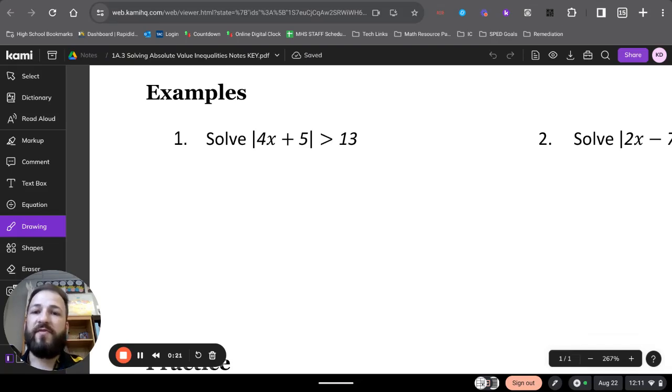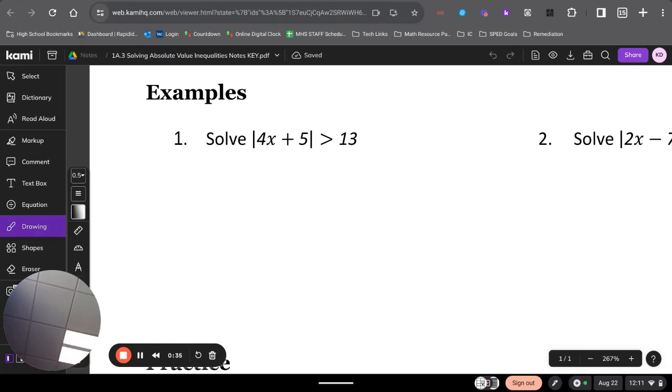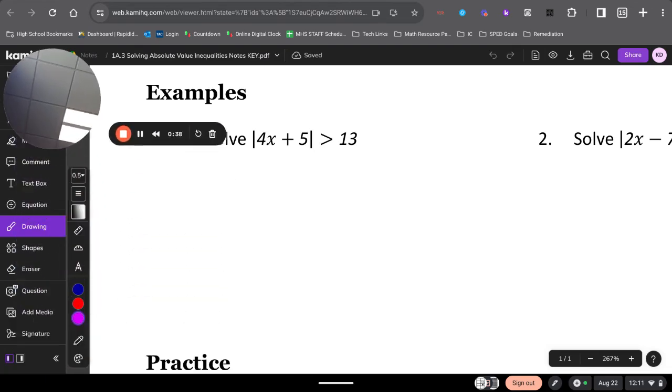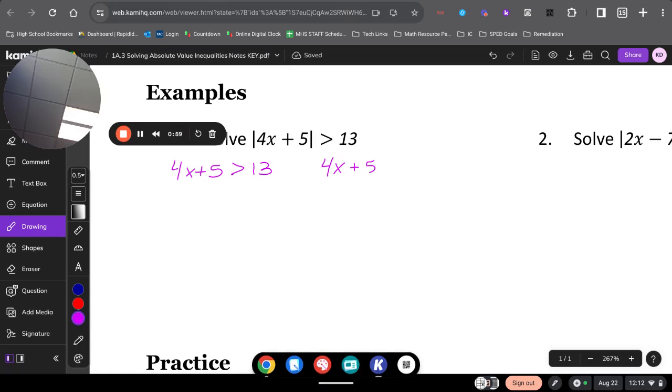So just like with equations, the first thing we want to make sure is that we have that absolute value sign isolated. On number 1, we do already have that absolute value sign isolated, so we can go ahead and split this into our two separate inequalities. So just like before, I'm going to separate this into 4x plus 5 is greater than 13. And then my other inequality is going to be the exact same left side, or exact same what's inside the absolute value, but I'm going to change the right side from positive 13 to negative 13.